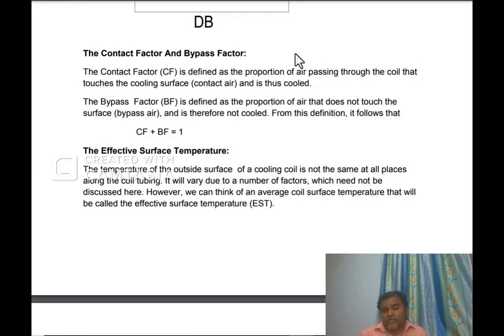Bypass factor: some air will bypass, meaning it is not touching the coil and will jump past the cooling coil without touching it. It is called the bypass factor, and the contact factor plus the bypass factor is always 1. So I think you have understood.